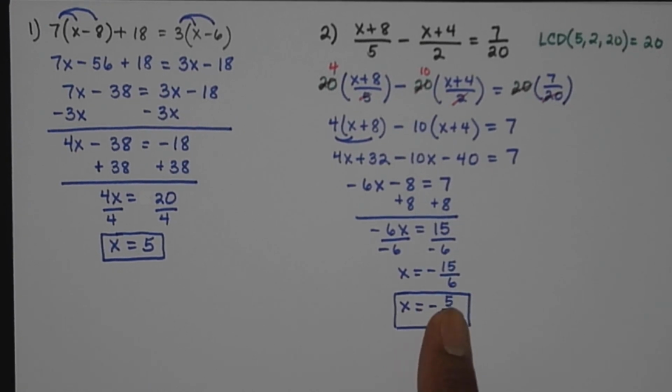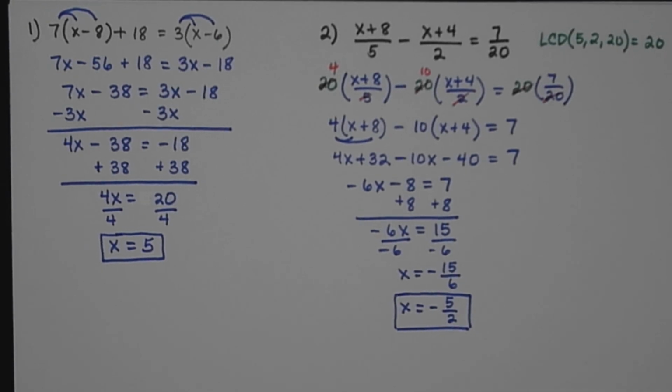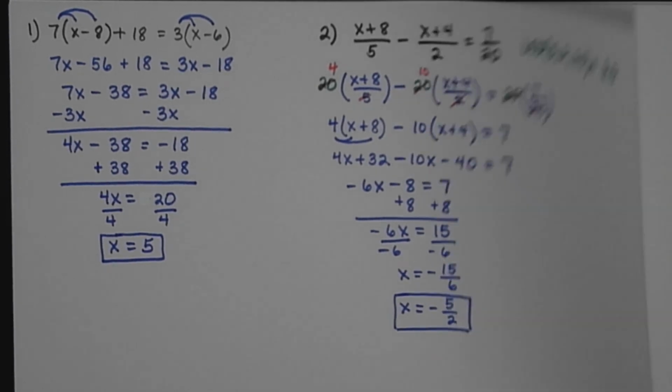This right here, that negative 15 over 6, negative 5 halves would be like negative 2.5 if you did that on a calculator. Numerator divided by the denominator. Okay? All right, any other questions?